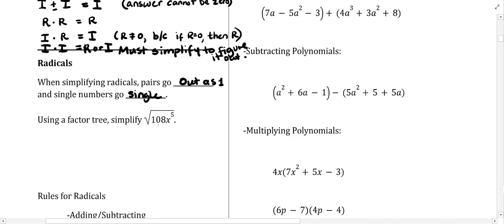So for example, with this one, I would say 108 is even, so I'm going to go ahead and divide this by 2, right? So I'm going to start over here. So 108 divided by 2 is going to be 54. So 54 times 2 times x to the 5th. Let me see, 54 is not a perfect square, and I know it's even, so I'm going to divide that again by 2. So 54 divided by 2 is going to be 27. So it's going to be 27 times 2, right? That's just the 54.